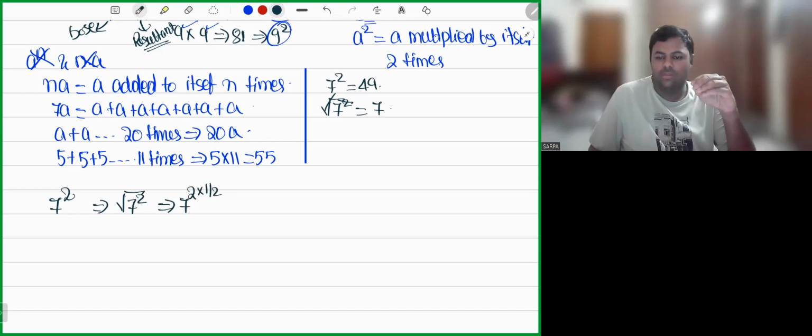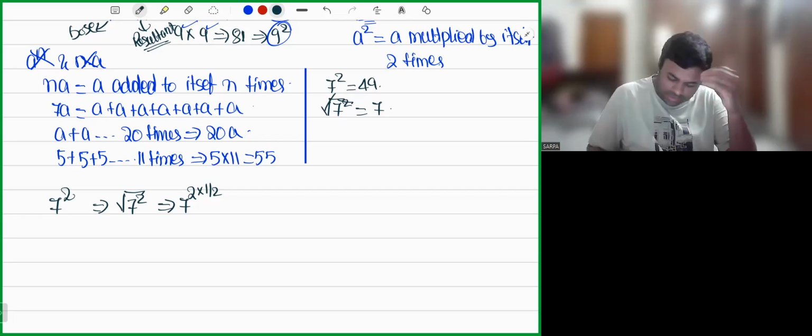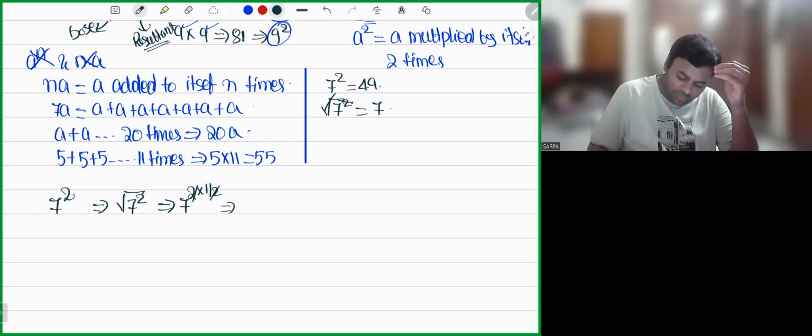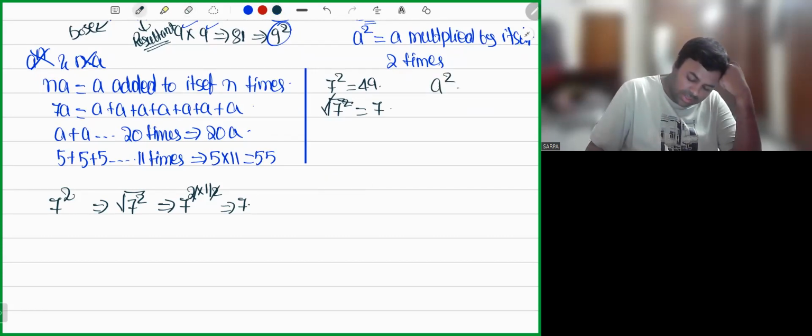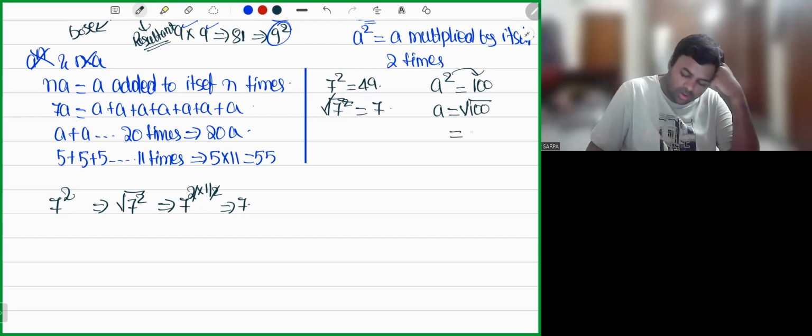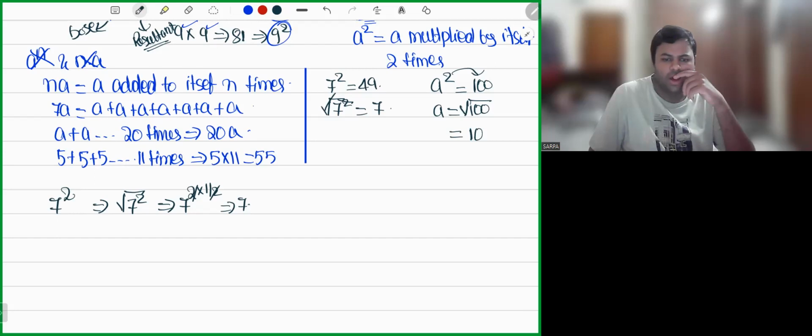Whenever root is there, it means you are dividing the power with something, and you'll write it as 7. My dear friends, this is the general denotation of root. Okay, say for example, I'm having a square is equal to 100. If the square goes to the other side, it becomes root 100. What is root 100? Root 100 is 10. You can do it in your calculator, root of 100.